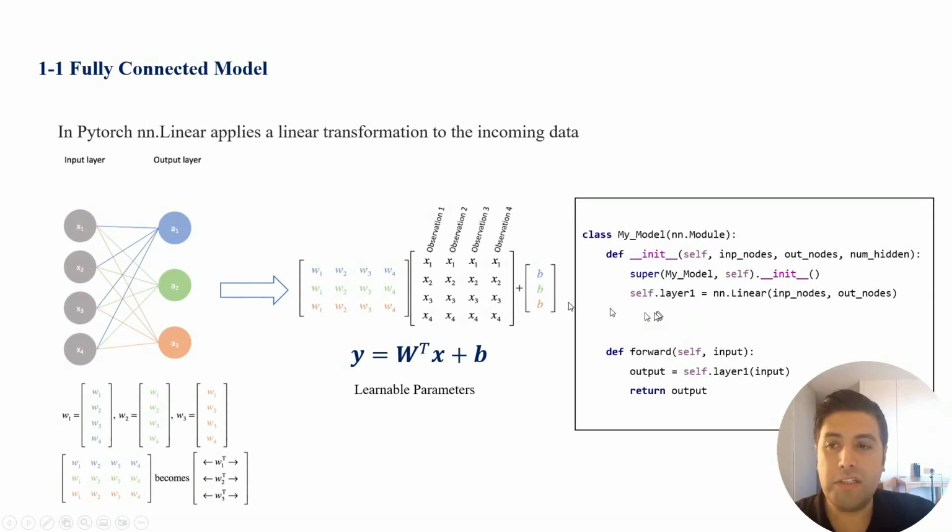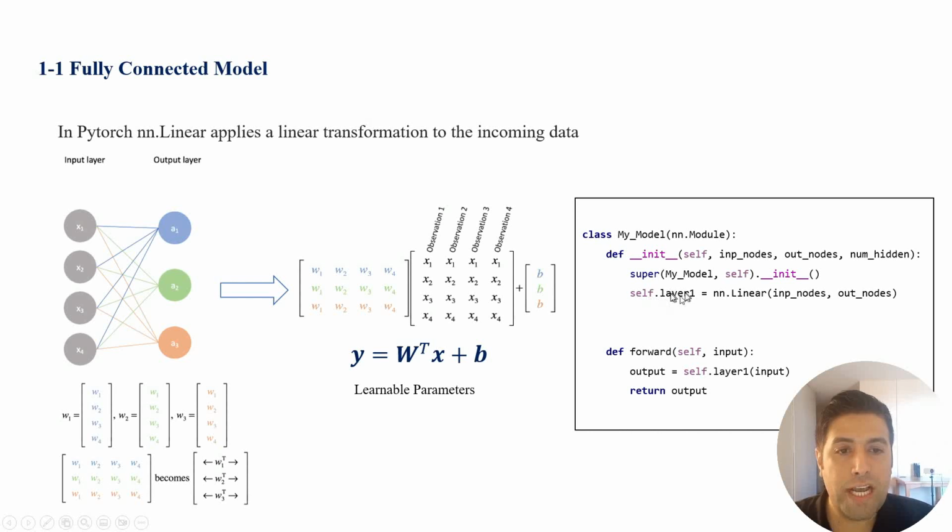In order to define this linear transformation, we will use the Linear class from the nn module, nn.Linear. nn.Linear takes one input and one output. Input is the number of input nodes, and output is the number of output nodes. For example, here the number of input nodes is 4, and the number of output nodes is 3. You must construct an object from this class and define it as an attribute of your model.